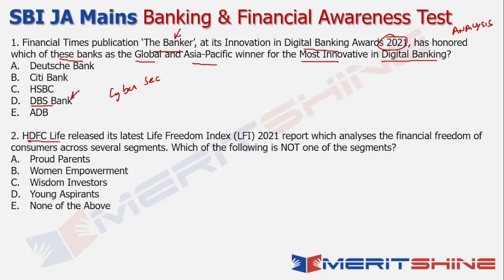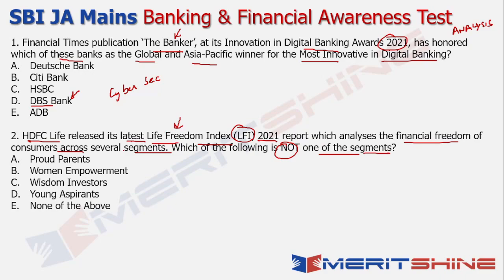So next up, we're talking about HDFC Life, which is nothing but HDFC Life Insurance, which released its latest Life Freedom Index, also known as LFI, for the year 2021, and it basically looks at analyzing the financial freedom of consumers across several segments. Now the question is, which of the following is not one of those segments in its Life Freedom Index?